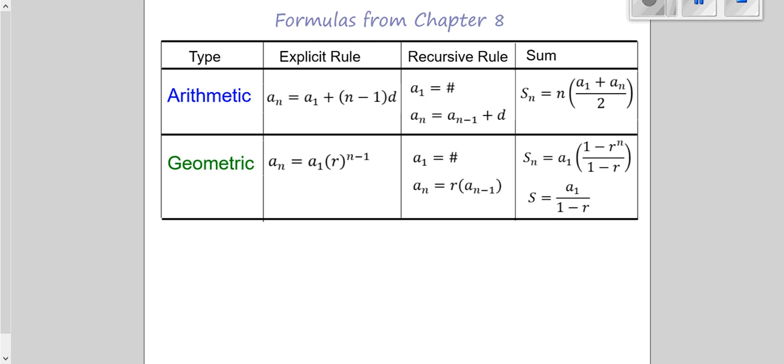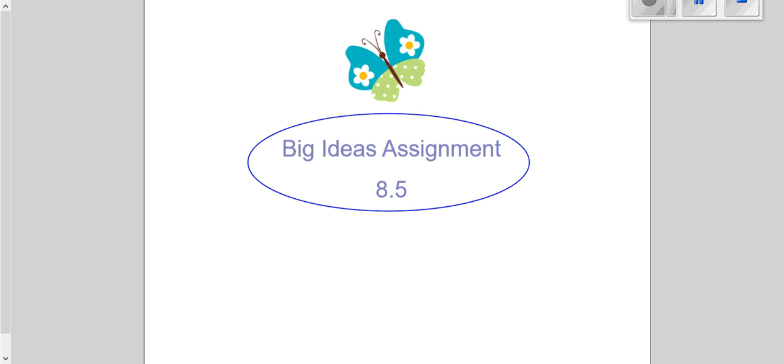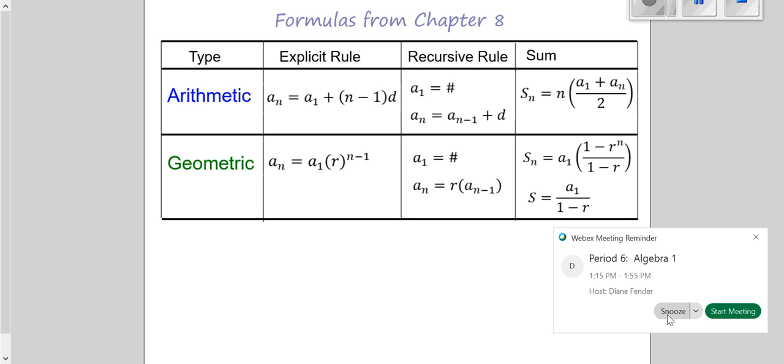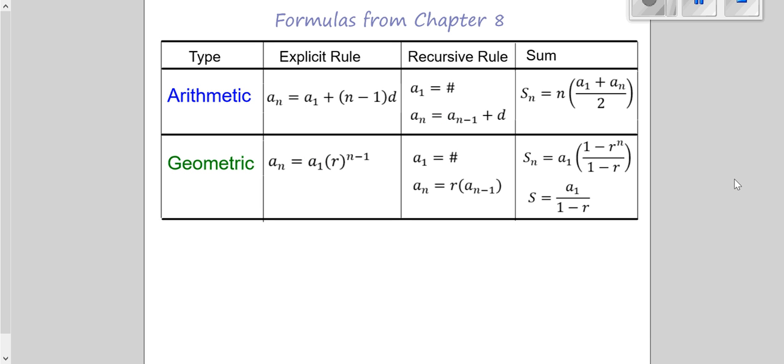Here's a summary of your formulas, and this is what you need to know for Big Ideas Assignment 8.5. Write down this summary of your rules, please. Pause it here and write these down. This is a great summary page.